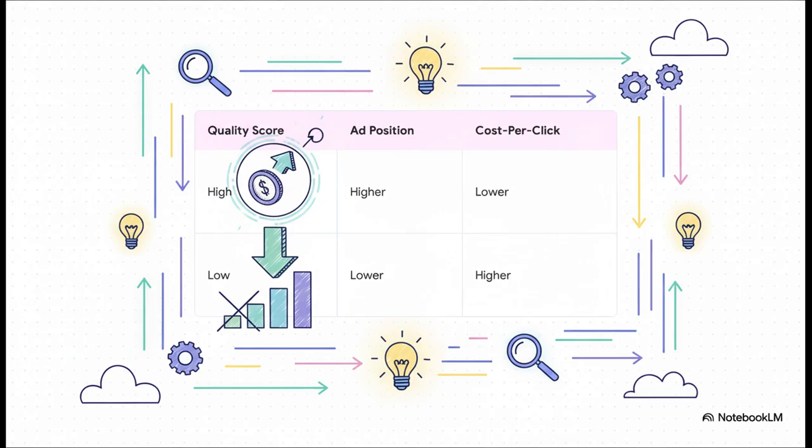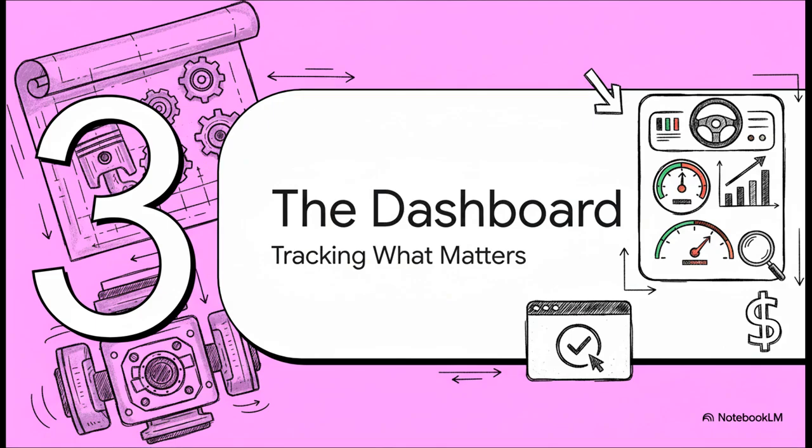A low score does the exact opposite. Google literally gives you a discount for providing a great user experience because relevant ads are what keep people coming back to Google Search. Okay, so our machine has its blueprint and it's got an engine. But how do we know if it's actually working, if it's doing what we want it to do? Well, we need a dashboard.